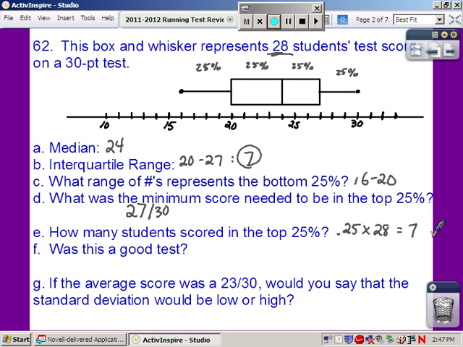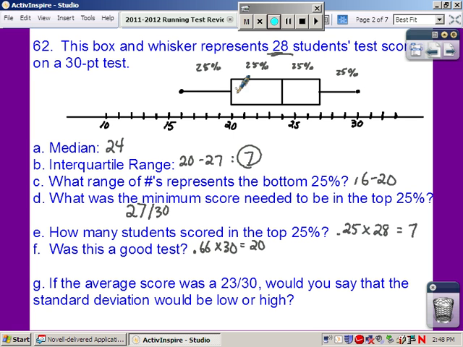Okay, was this a good test? Well, it tells you on your packet that, did at least 70% of the people pass it, show proof. Well, what's a passing score for a 30-point test? 0.66 times 30. And you get 20. So it means to pass, you needed at least a 20. Well, if you look at it right here, here's the median at 24. That means 50% of the people were higher than 24, so at least 50% passed it.